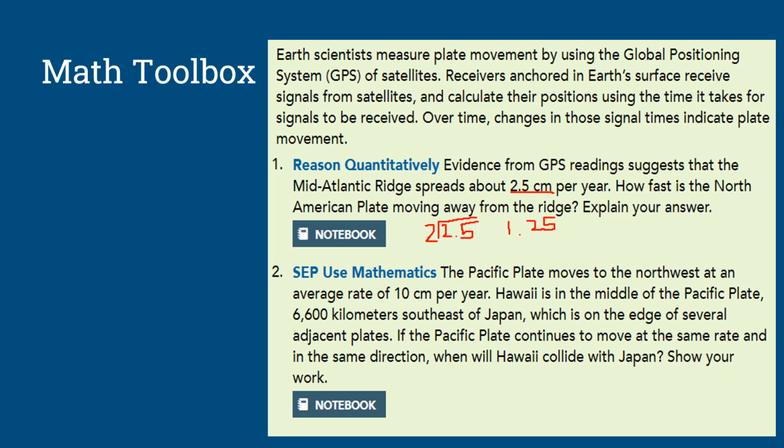All right, now 2, the Pacific plate moves to the northwest at an average rate of 10 centimeters per year. Hawaii is in the middle of the Pacific plate, 6,600 kilometers southeast of Japan, which is on the edge of several adjacent plates. If the Pacific plate continues to move at the same rate and in the same direction, when will Hawaii collide with Japan? Show your work.